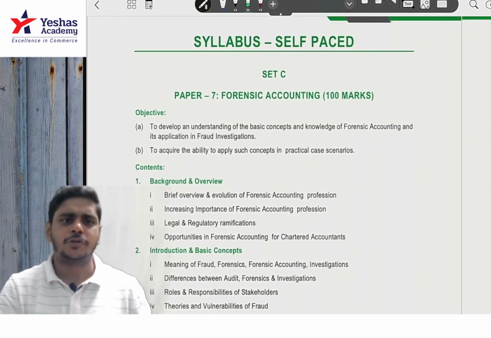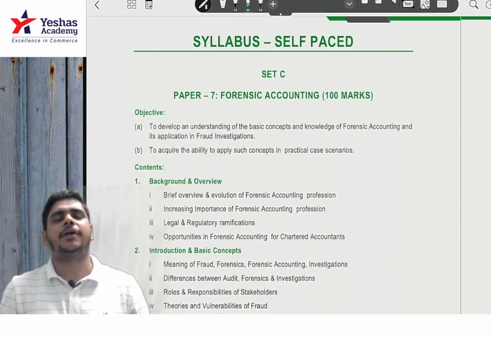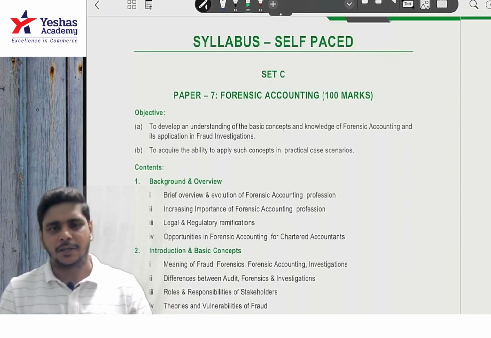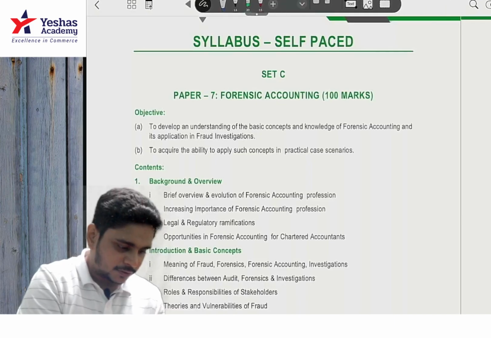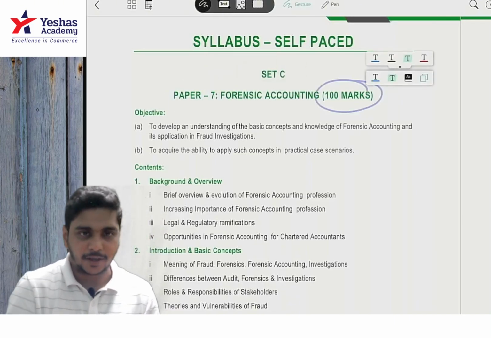Now, today being the first class, we will just discuss the topic, the content, what exactly it is, how is the approach, what to remember, how to remember, all those things. The actual content we will start later on. Now see, it's paper number 7, forensic accounting, set C, 100 marks.